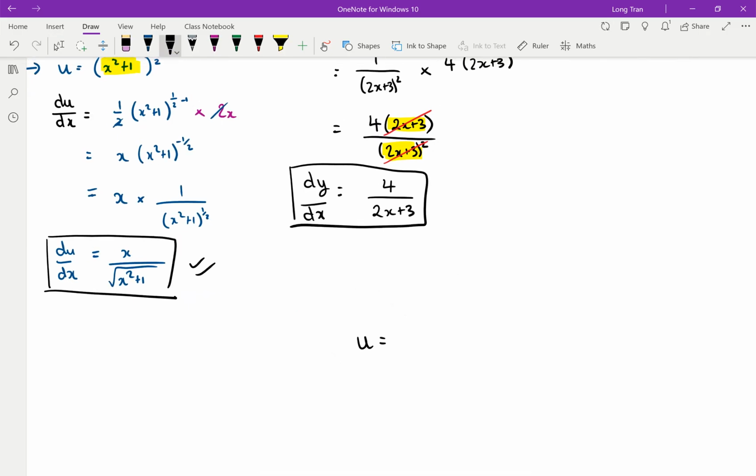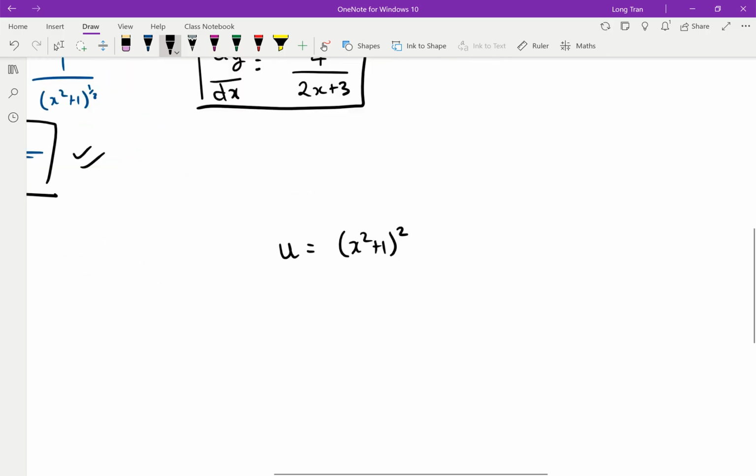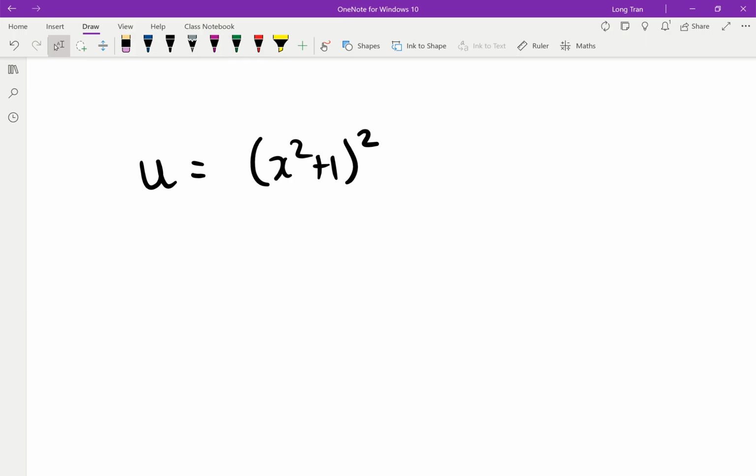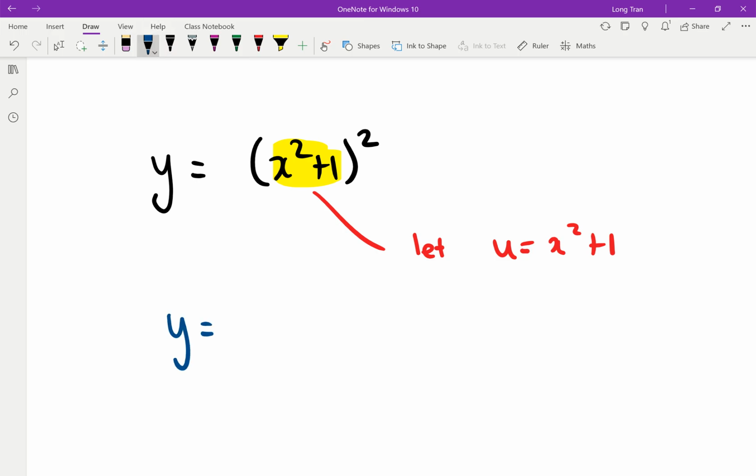So u is equal to x squared plus 1 squared, right? If it helps you, I'll call this y just to prove my point. Okay, I'm going to call this y for now. If you were to differentiate, this is what I would have done. So the proper way is you say, let u equal x squared plus 1. That changes the problem, makes it easier, so that it becomes y is equal to u squared. True, because you replaced x squared plus 1 with the letter u.